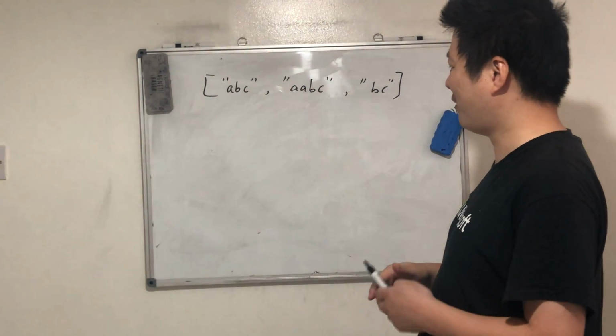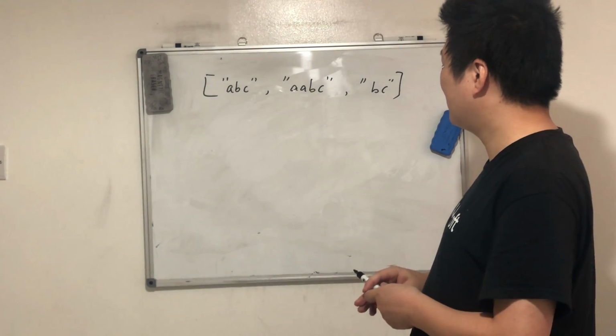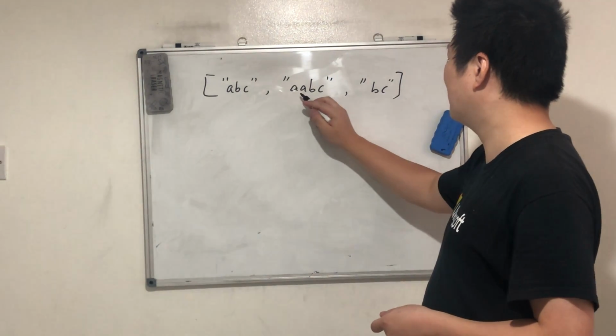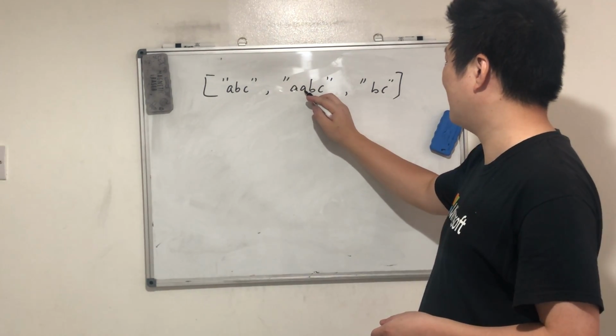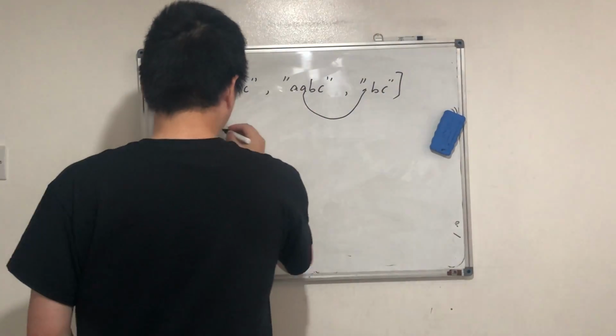Well, this is quite obvious. So how do you move it? You move the second string, or one of them, it doesn't matter, to the beginning. So that will become A, B, C. Okay, so another example.